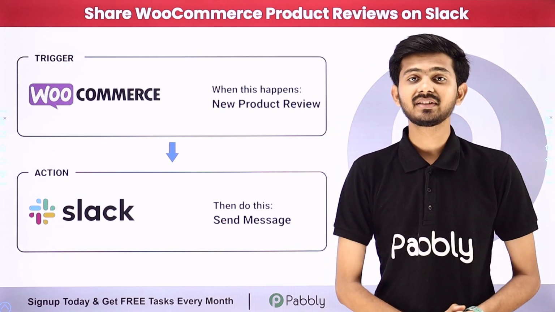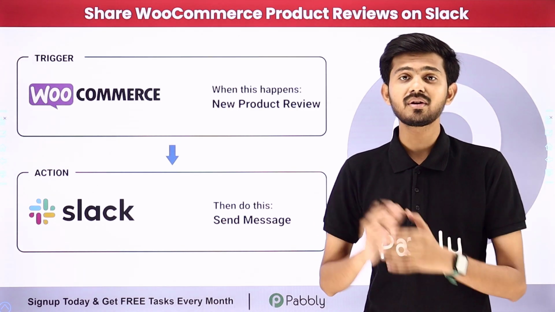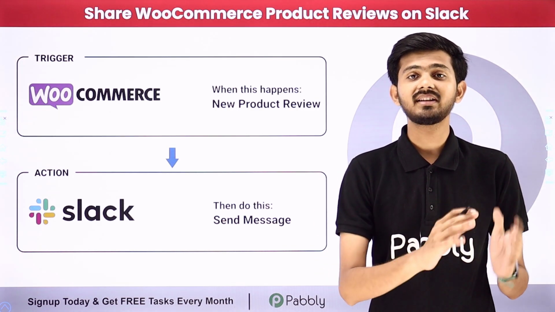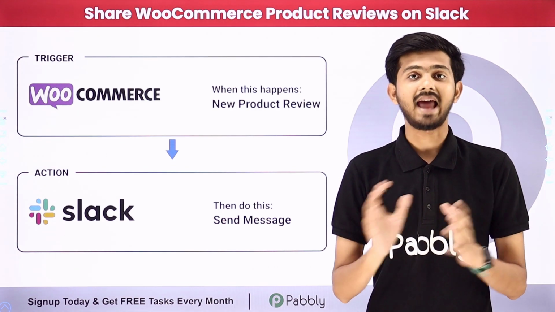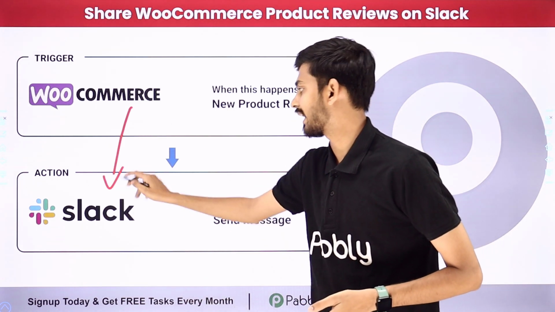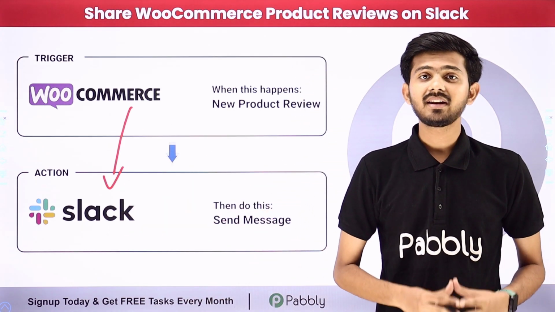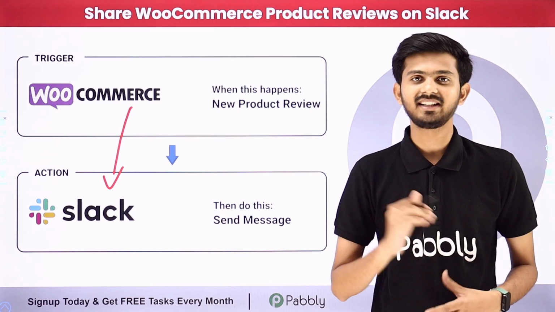So here my objective is that whenever I receive a new review for my product on my WooCommerce store, I automatically capture the details of that review and share them with my team on Slack. For that I need to build a connection between WooCommerce and Slack. For building this connection, I'm going to use Pabbly Connect, which is an amazing software for automation and integration.